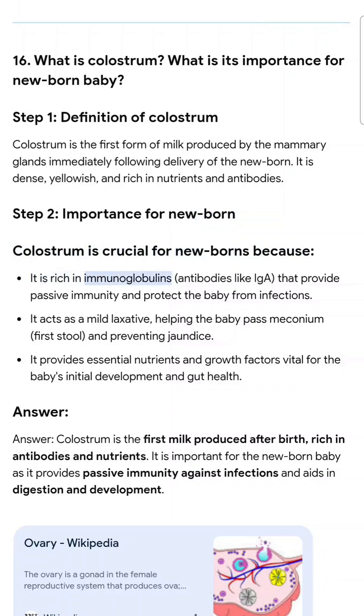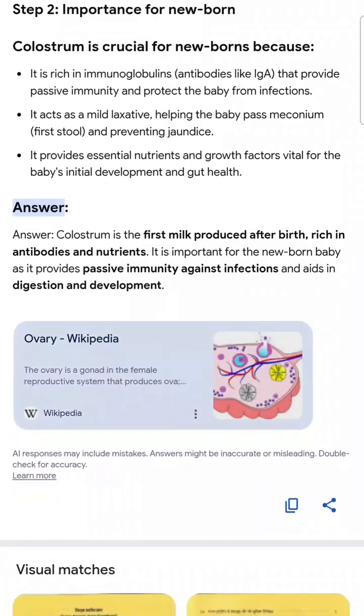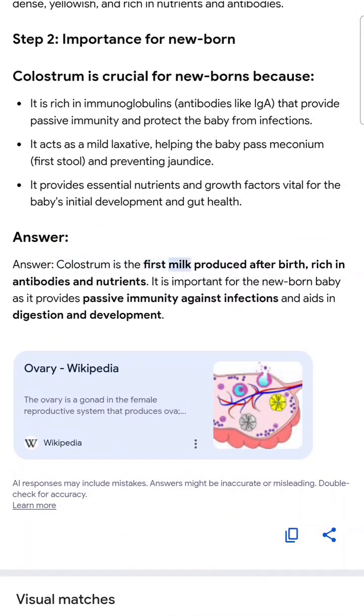It is rich in immunoglobulins, antibodies like IgG, that provide passive immunity and protect the baby from infections. 2. It acts as a mild laxative, helping the baby pass meconium, the first stool, and preventing jaundice. And 3. It provides essential nutrients and growth factors vital for the baby's initial development and gut health. Answer. Colostrum is the first milk produced after birth, rich in antibodies and nutrients. It is important for the newborn baby as it provides passive immunity against infections and aids in digestion and development.